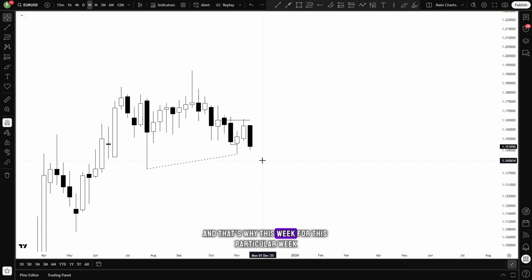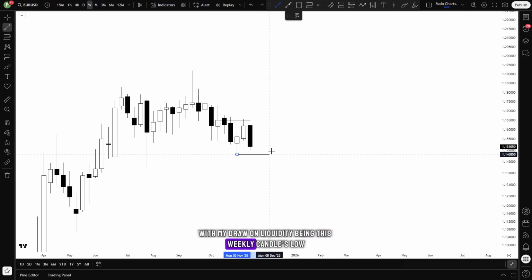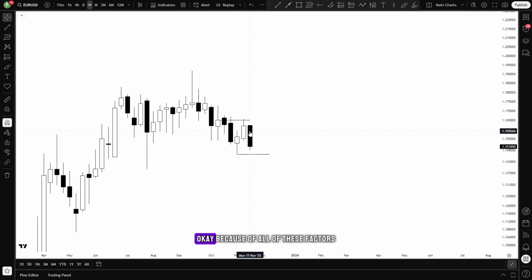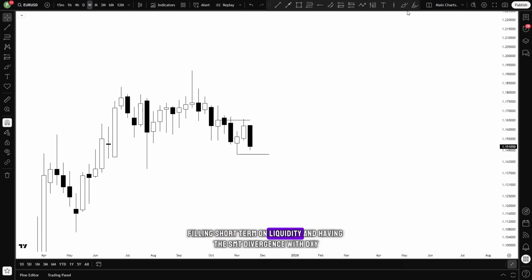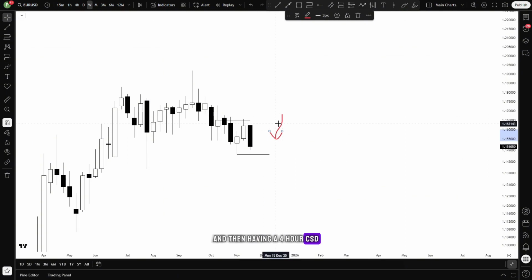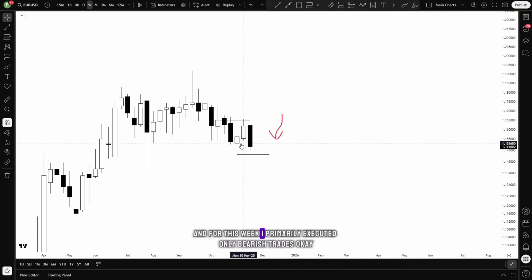And that's why for this particular week, I had a bearish directional bias with my drawn liquidity being this weekly candle low. Okay, because of all of these factors, because of us filling short-term drawn liquidity and having the SMT divergence with DXY and then having a 4-hour CSD, I shifted my directional bias to bearish. And for this week, I primarily executed only bearish trades.